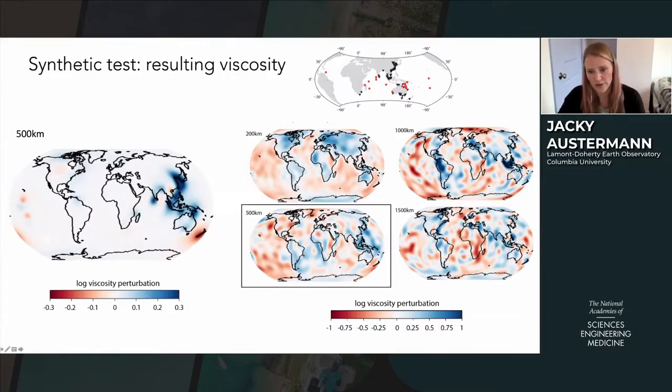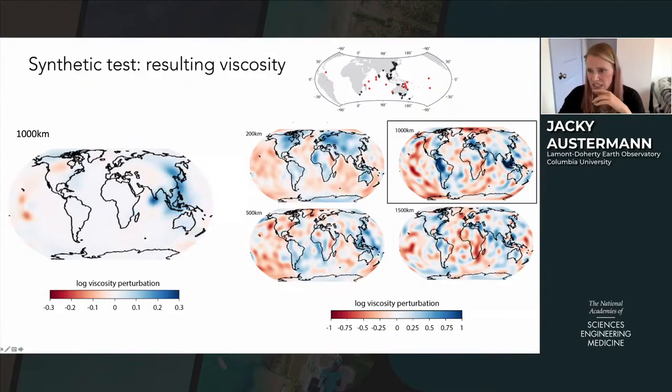If we go to 500 kilometers depth, we see quite nicely that we are mapping the subduction zone here. We're mapping these high viscosity slabs that are in the true model, and we continue to map this low viscosity zone here. We're starting to pick up this high viscosity, which is not really present at this slice.